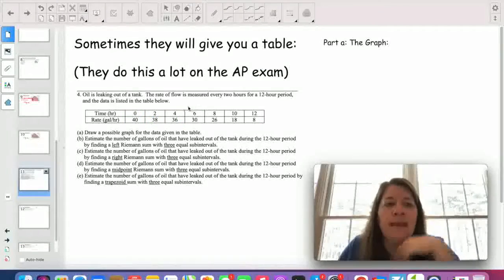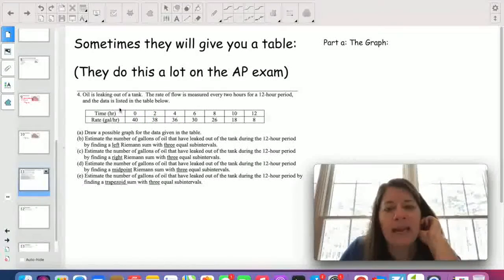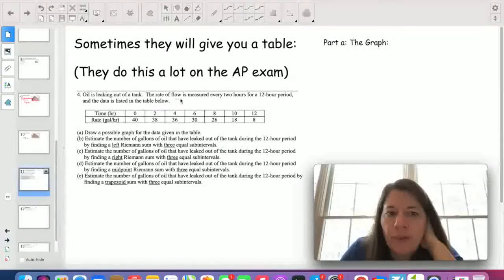On this one, it says oil is leaking out of a tank. The rate of flow is measured every 2 hours for a 12-hour period, and the data is listed in the table below. The time in hours goes from 0 to 12. The rate, which is gallons per hour, that is the amount of oil leaking out of the tank, goes from 40 to 8, and we can see here that we're going to be able to graph those ordered pairs pretty easily. It says A, draw a possible graph for the data given in the table.